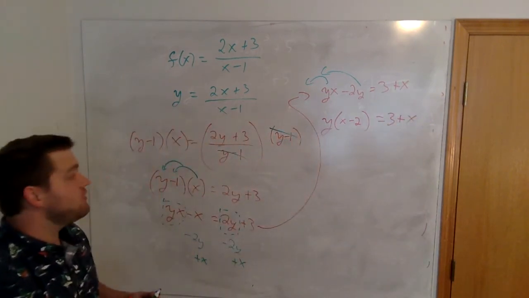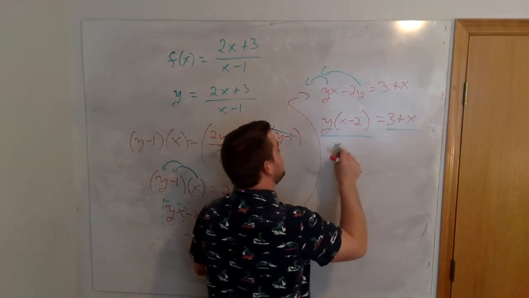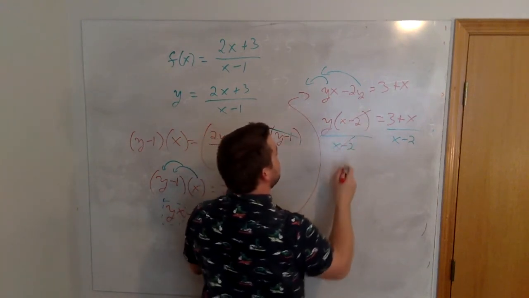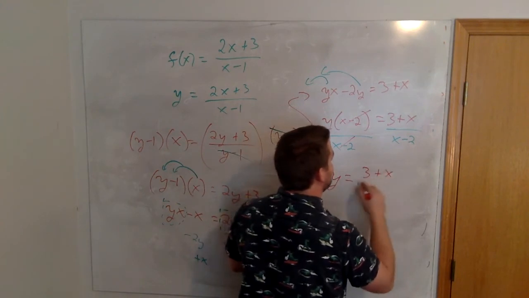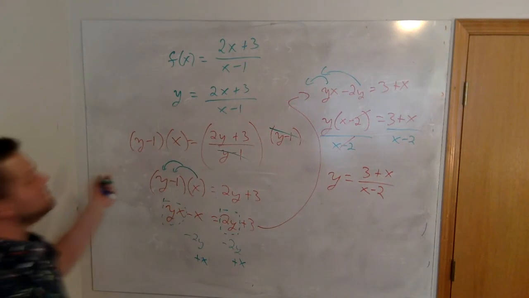Now how do I finish solving for y? We just divide everything by x minus 2. These will cancel, and now I have that y is equal to 3 plus x over x minus 2. And here we have it. This is the inverse.